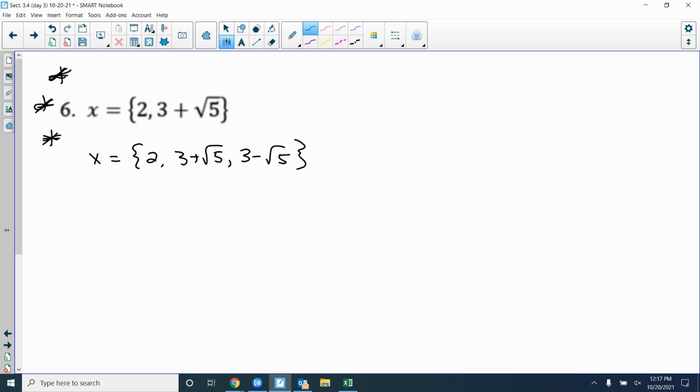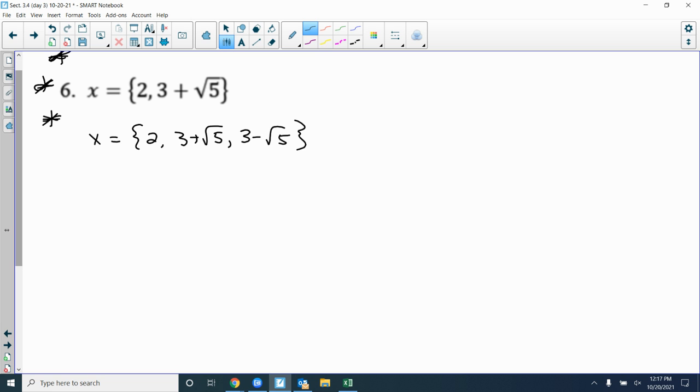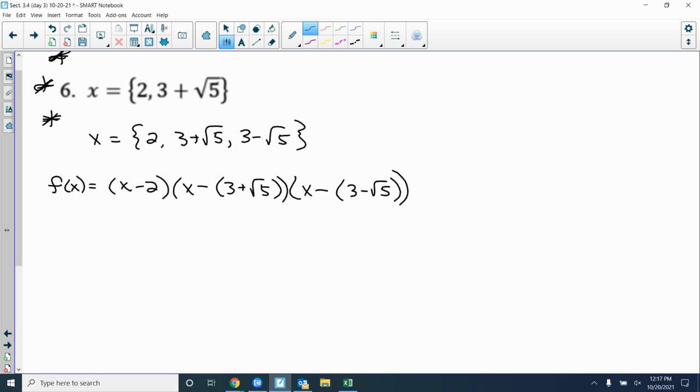Now solving that, f of x equals, if 2 is a root, x minus 2 is a factor. You always subtract. So we got to subtract those two. And it's going to be x minus the quantity 3 plus square root of 5. And then x minus the quantity 3 minus square root of 5.